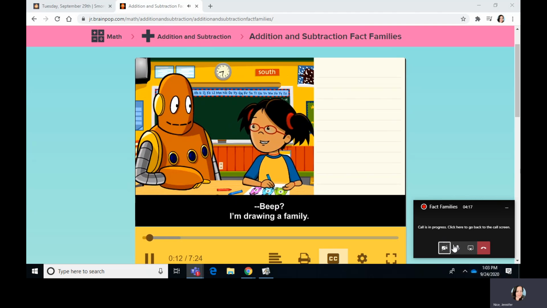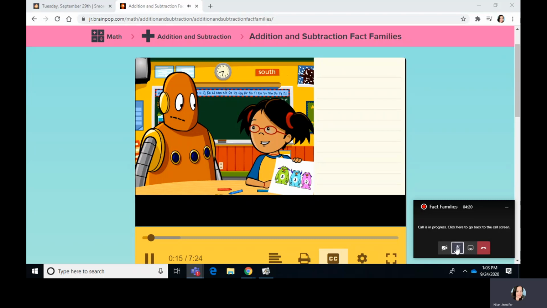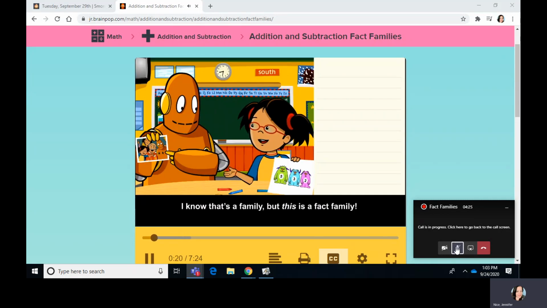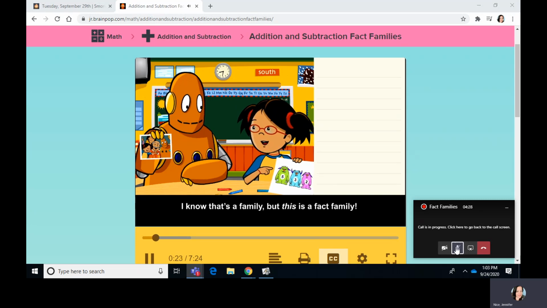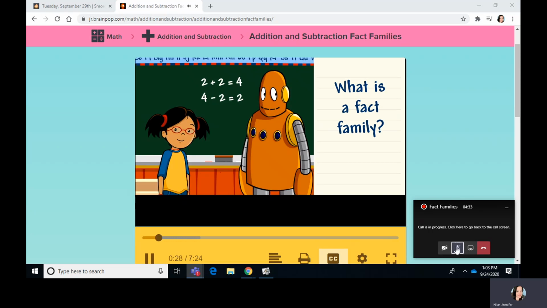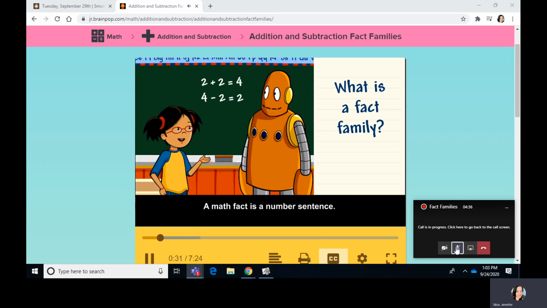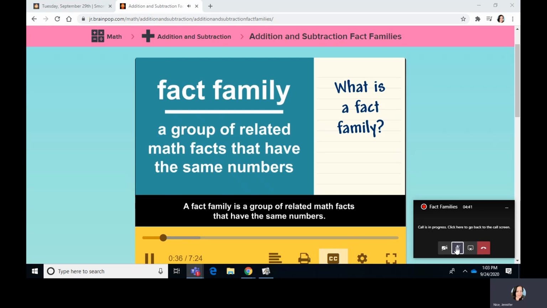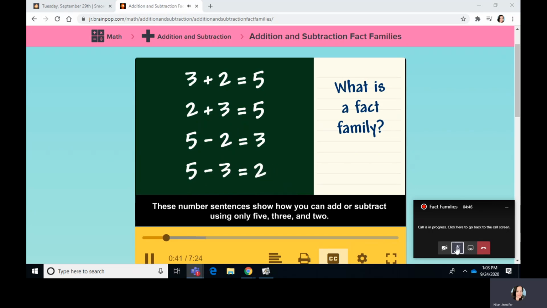I'm drawing a family. See? I know that's a family, but this is a fact family. What is a fact family? A math fact is a number sentence. A fact family is a group of related math facts that have the same numbers. These number sentences show how you can add or subtract using only 5, 3, and 2.